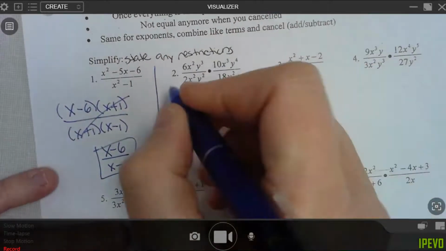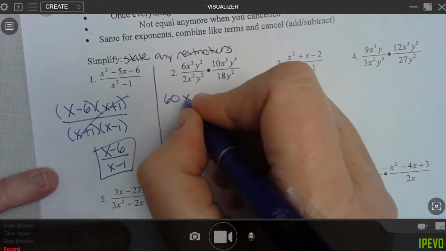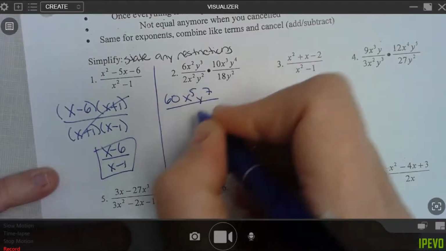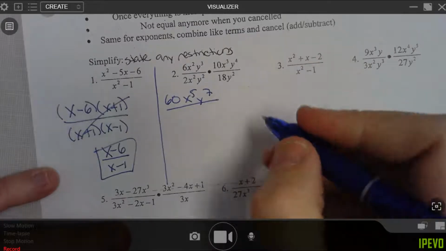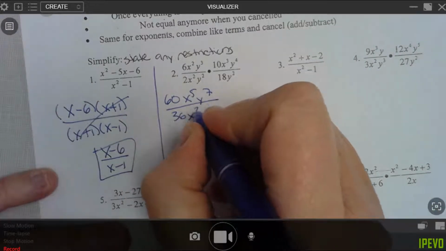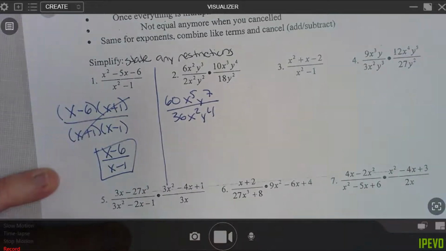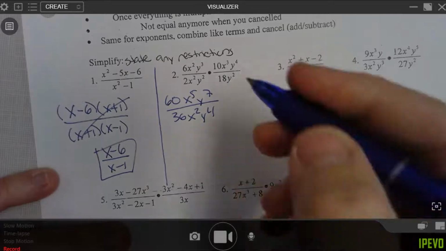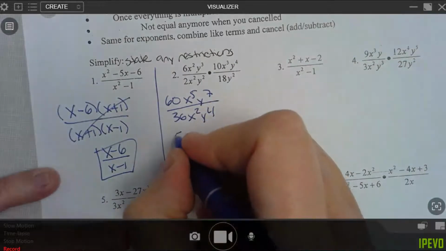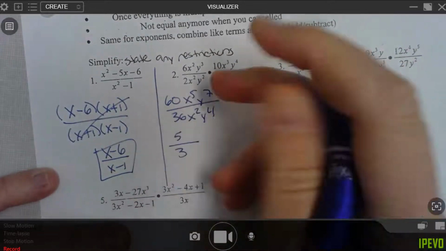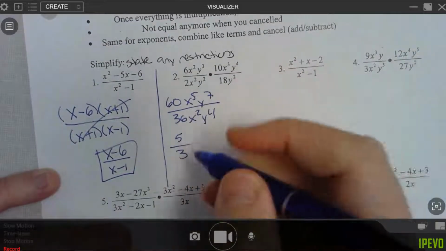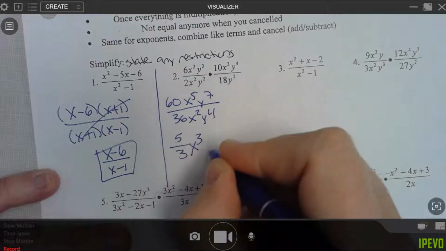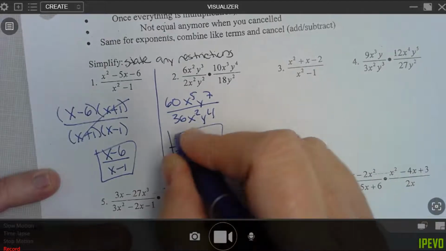So right here, go straight across. I'm going to get 60 x^5 y^7. And that's 36. I thought so. So reduce your fractions, and you should get 5/3 here. And subtract your exponents. This is just going to be a 5/3 because these are positives. So 5 minus 2 is 3. 7 minus 4 is 3. So there you go.